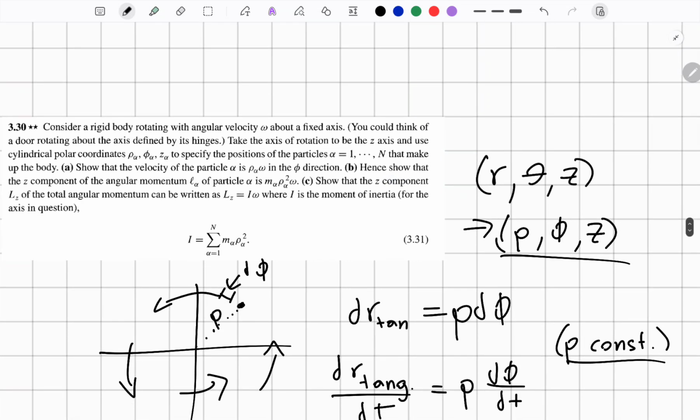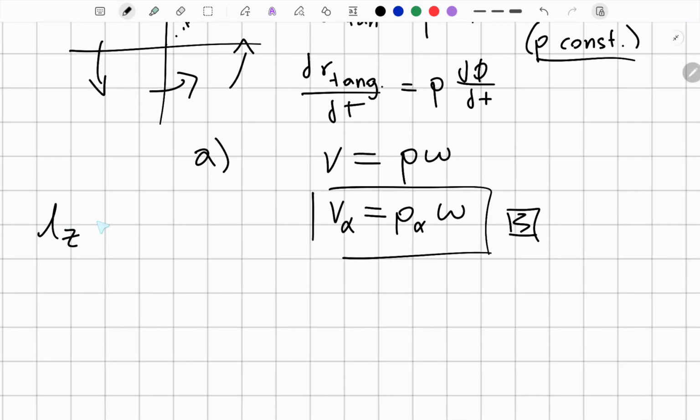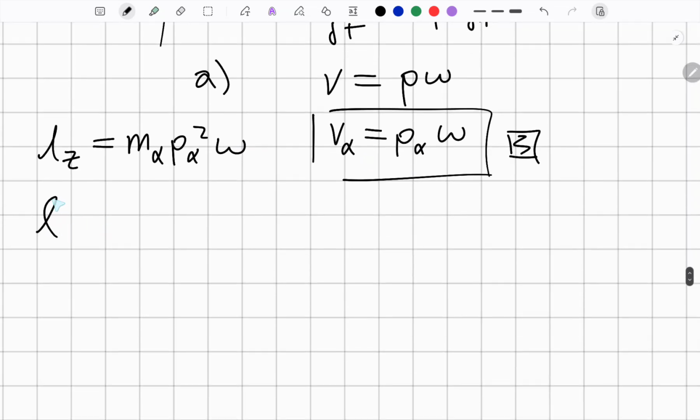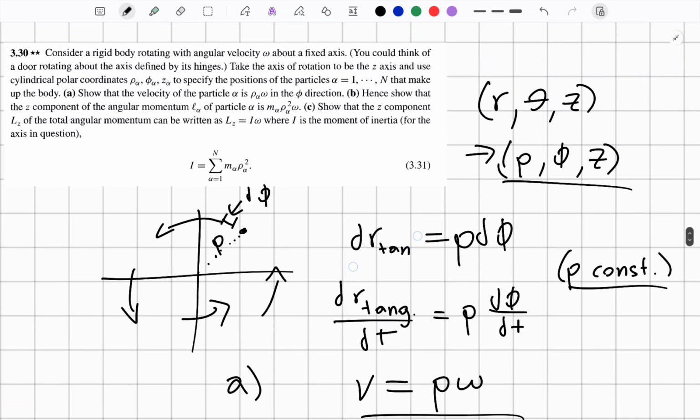Now, moving on to part B, we want to show that the z component of the angular momentum of a particle alpha is m alpha rho alpha squared omega. So we're trying to show that the z component is going to be m alpha rho alpha squared omega. We know that angular momentum is r cross p, and that's our momentum p. So we know that that is r cross p.